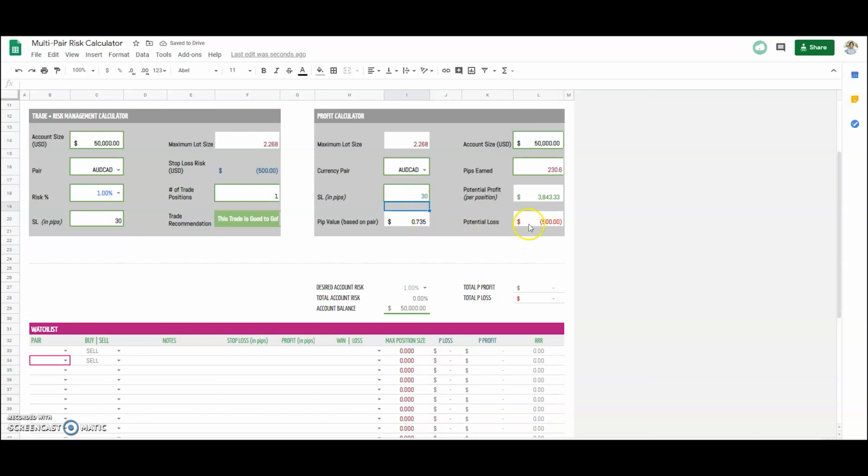So we see that we only stand to lose $500, 1% of the account, and my maximum earning potential, if this trade carries out to the 230.6 pips, is going to be $3,843.33. Now, we had a second target for take profit too, and I'm going to put that in here. That was 347.5 pips. And I'm risking $500 to make $5,791.67.